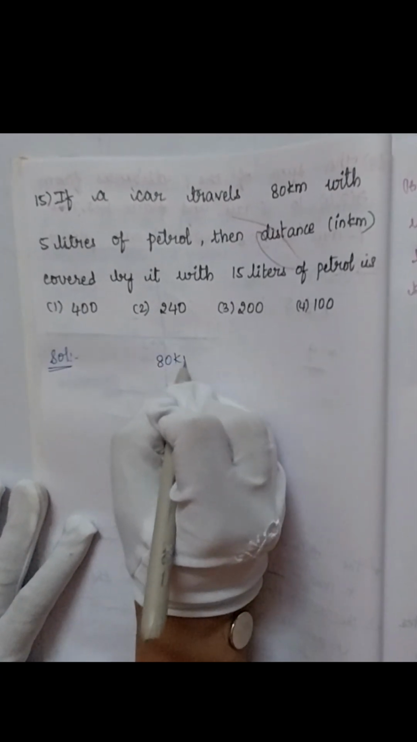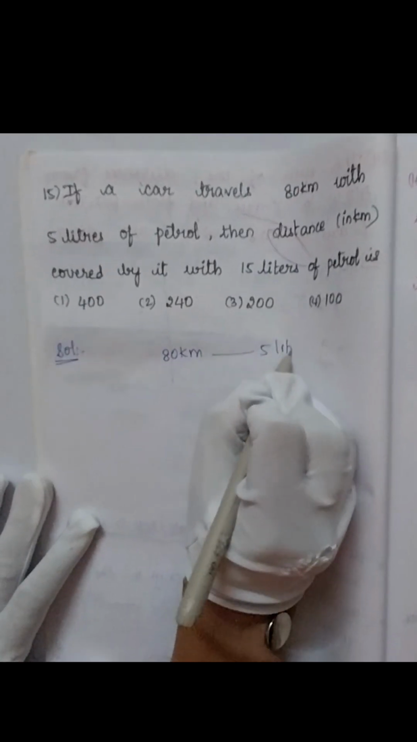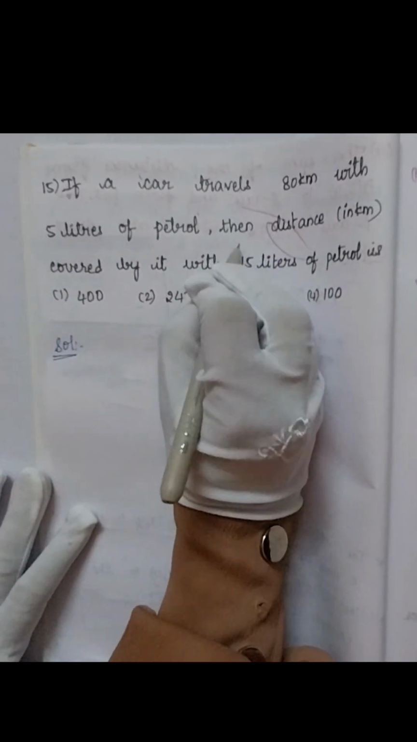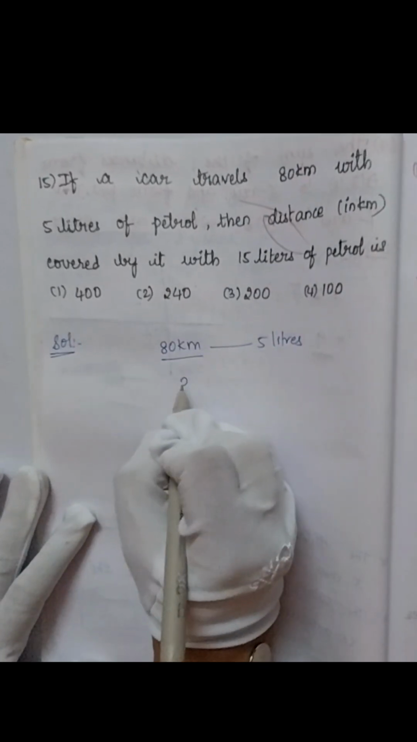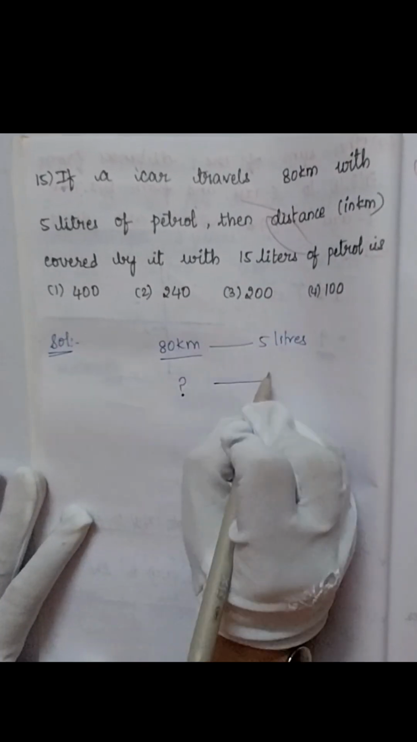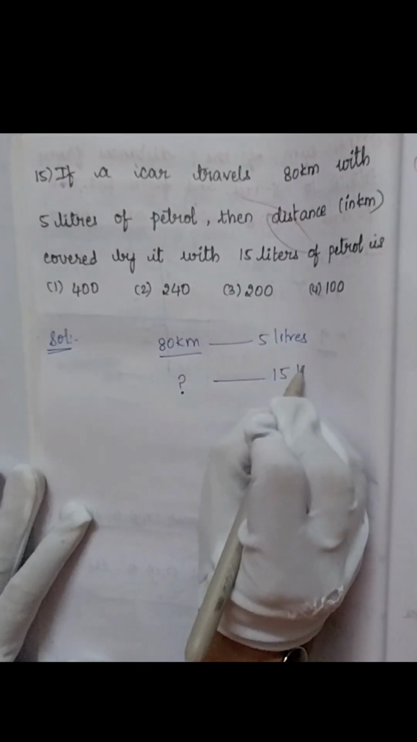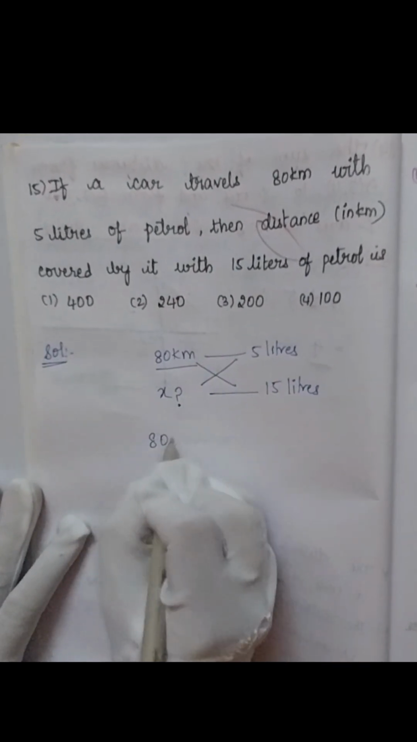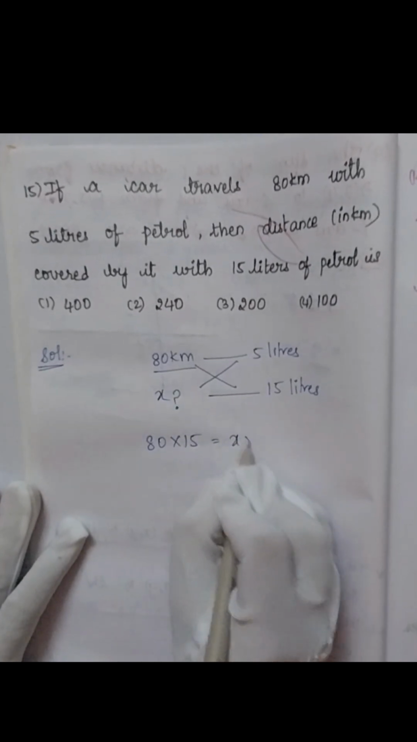See here, 80 kilometers and 5 liters. A car travels a distance of 80 kilometers with petrol of 5 liters. Then what is the distance covered by it with 15 liters of petrol? We have to find the distance here. So let that distance be x. Now let us do cross multiplication. 80 into 15 is equal to x into 5.